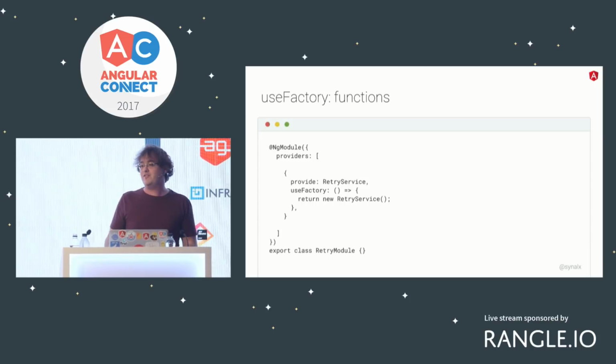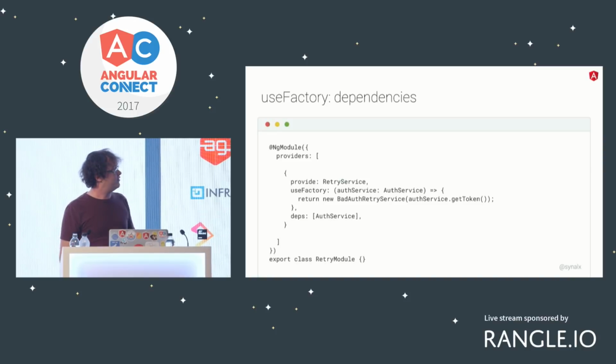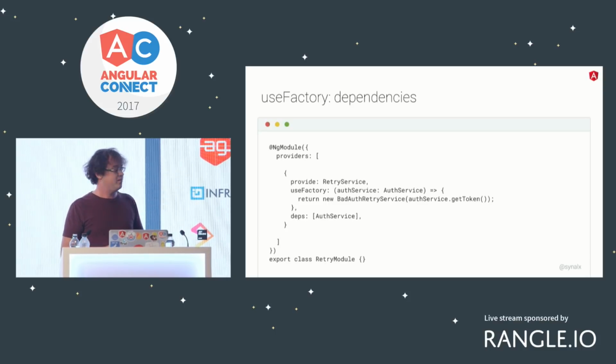And if you want your factory to have arguments, and those arguments to be injected, it's unfortunately not enough to just specify types in TypeScript. You actually have to literally declare out what types your arguments are in this deps array. And so that can be a little annoying, and you can trip up on that. In this case, RetryService is using an AuthService to get a token from it before it creates it in the factory.